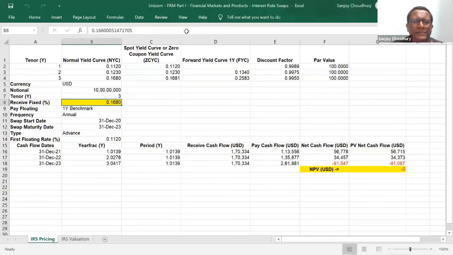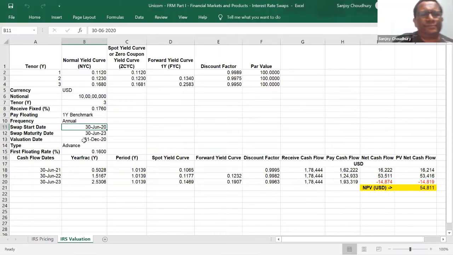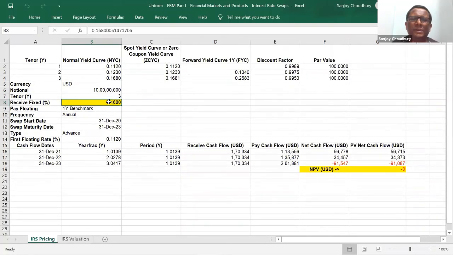Now let's see the IRS valuation part. We take a similar example to the IRS pricing, but the only thing is that this particular swap was dealt as on 30th June 2020, and we are valuing this as on 31st December 2020. So the same swap, USD currency, notional value 100 million, 3-year swap. At the start, we see fixed of 0.1760. So this must have been the 3-year rate at the start of the swap, which is 30th June 2020. Now, the 3-year rate after 31st December is 0.1680.